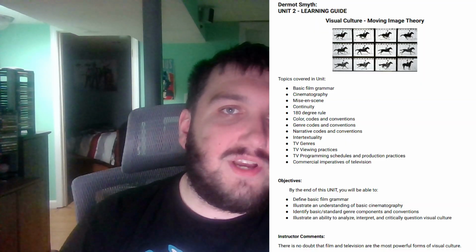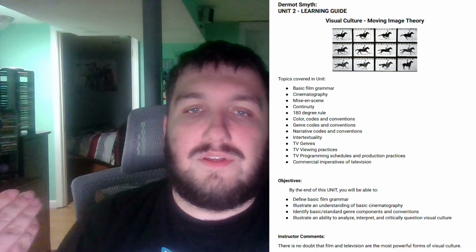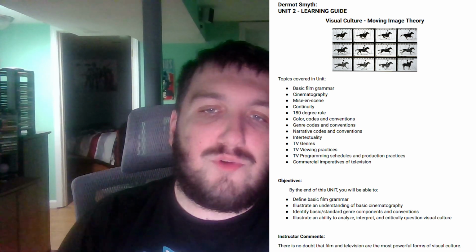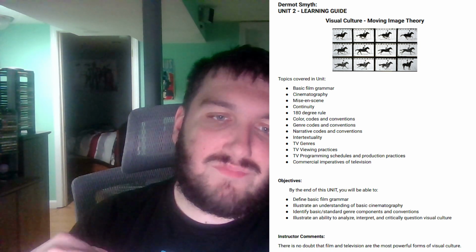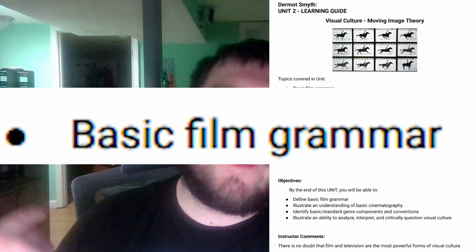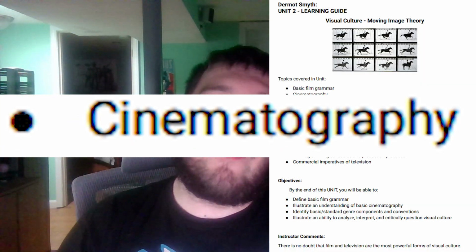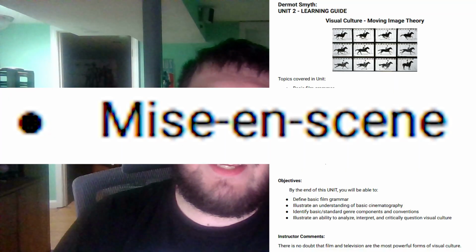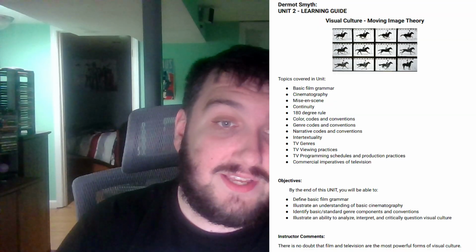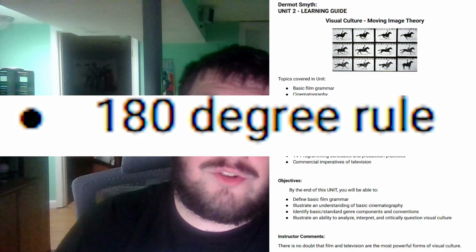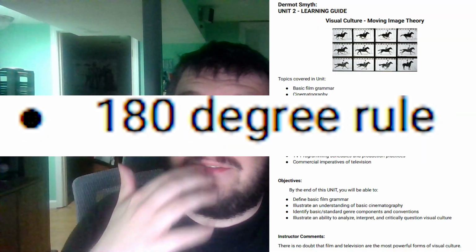Unit 2 is about the visual cultural moving image theory. Basically, it just means you gotta use basic film grammar, cinematography, mise en scène, like I have a hard time saying it, okay, give me a break. Continuity, 180 degree rule, other stuff like that.